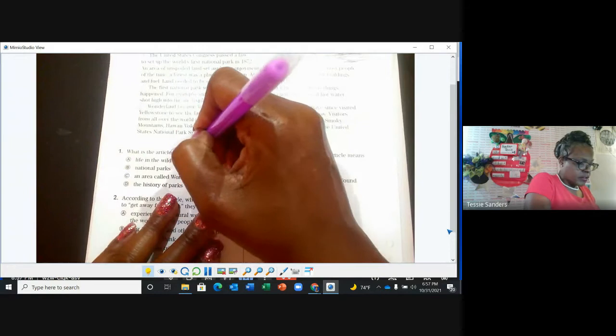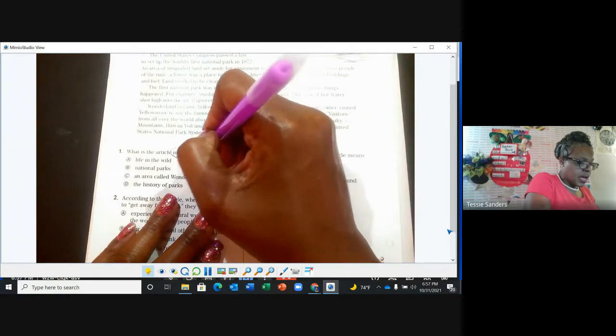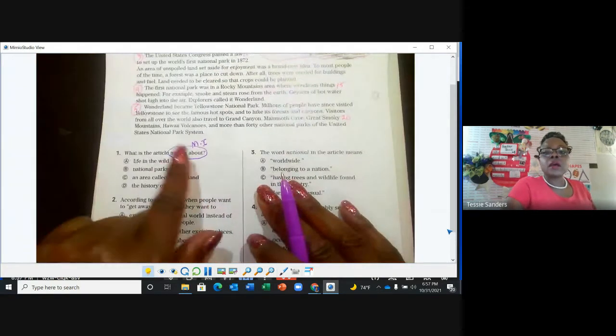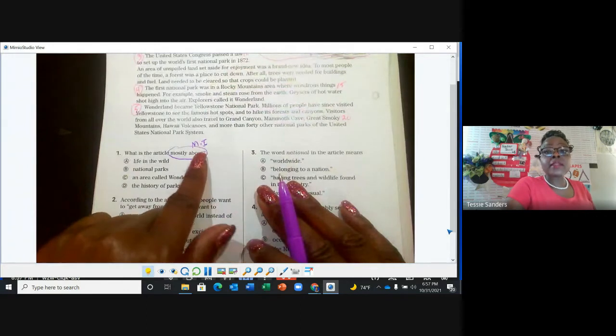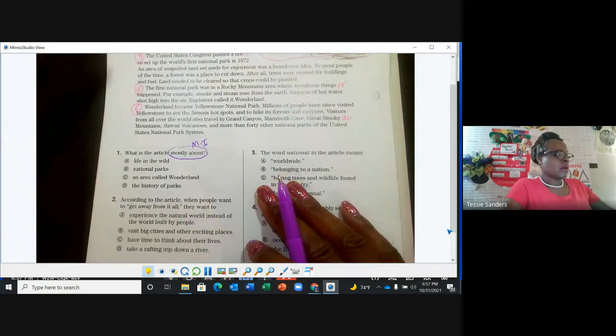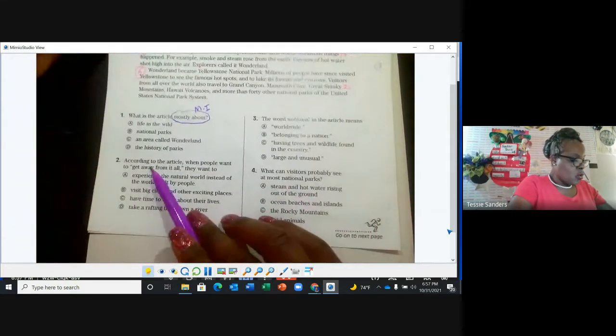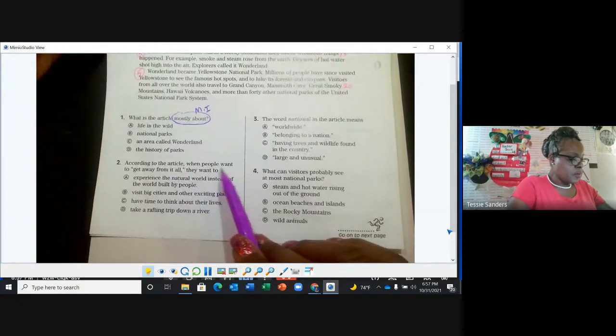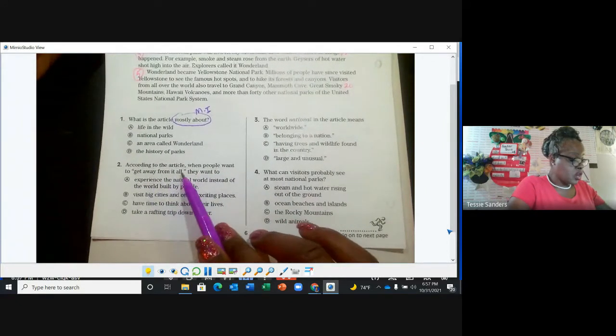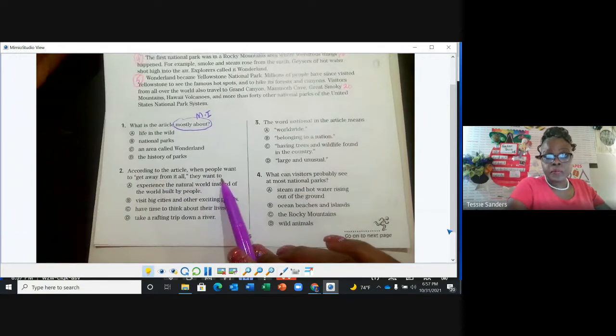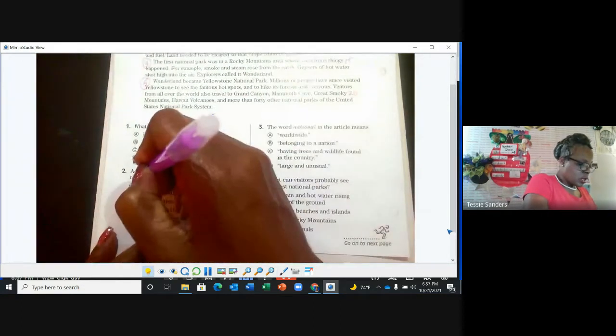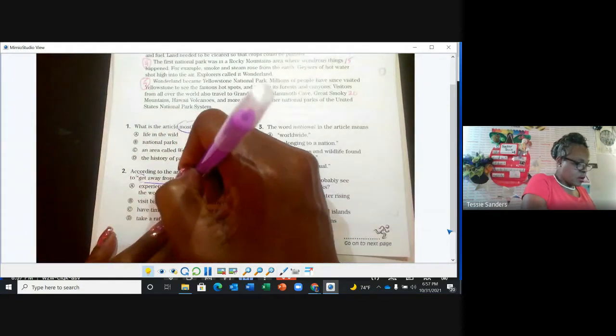I always like to say capital M period I, main idea. Students, you want to write this. Right? Number 2, according to the article, when people want to get away from it all, they want to circle get away from it all.